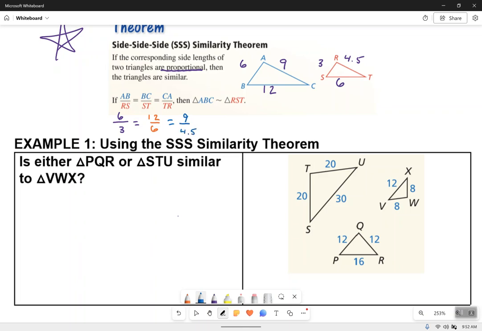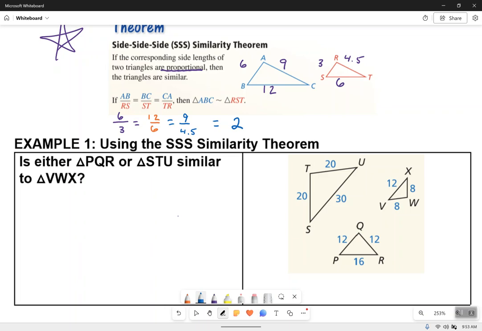Okay. Now, kids, I think we can do this mentally. What's 6 over 3 going to reduce to? 2. What's 12 over 6 going to reduce to? 2. What's 9 over 4.5 going to reduce to? 2. Okay, so here's the deal. If you have 3 side ratios where the corresponding side ratio is exactly the same, then we can say that those triangles are similar by which similarity theorem? All 3 corresponding sides have the same ratio. Does that theorem make sense there first?